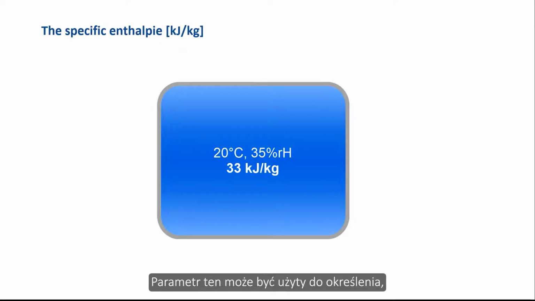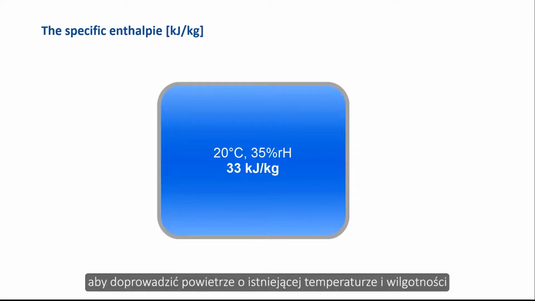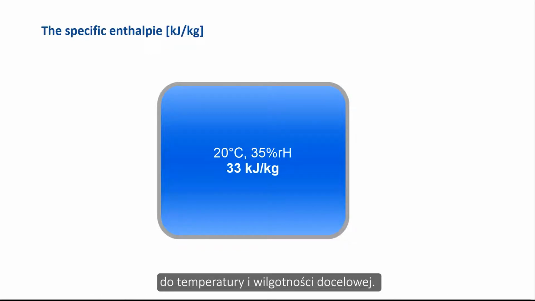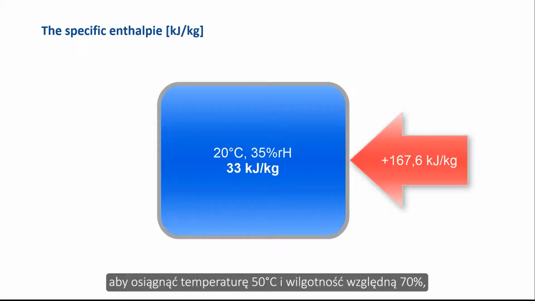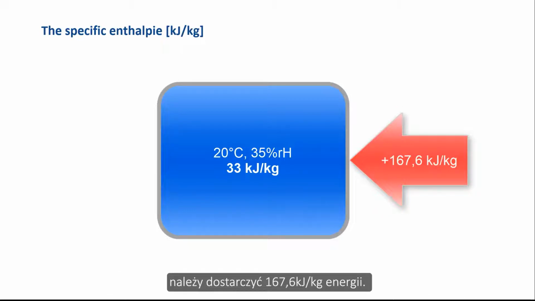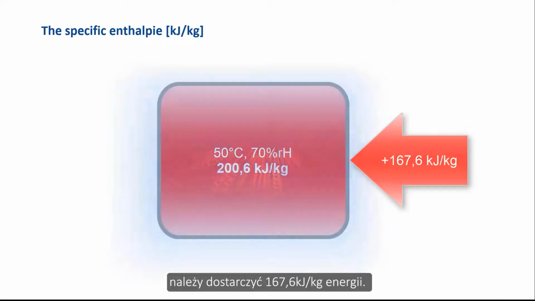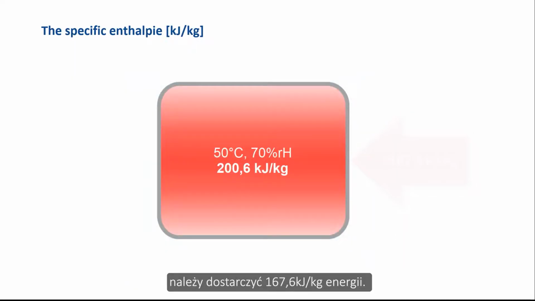The parameter can be used to determine how much energy must be added or removed to bring air at an existing temperature and humidity to a target temperature and humidity. In the example, there is a volume of air at 20 centigrades and 35% relative humidity. In addition to additional humidity, 167.6 kJ per kilogram of energy must be supplied to achieve a temperature of 50 centigrades and a relative humidity of 70%.